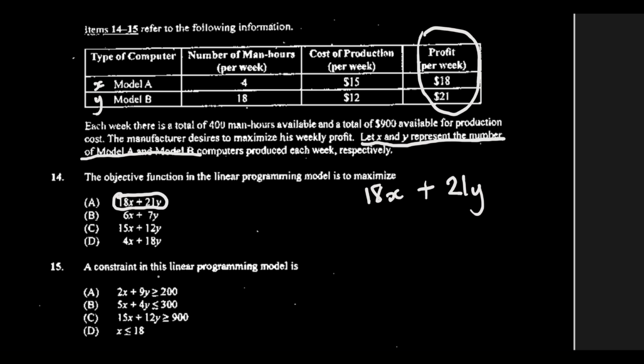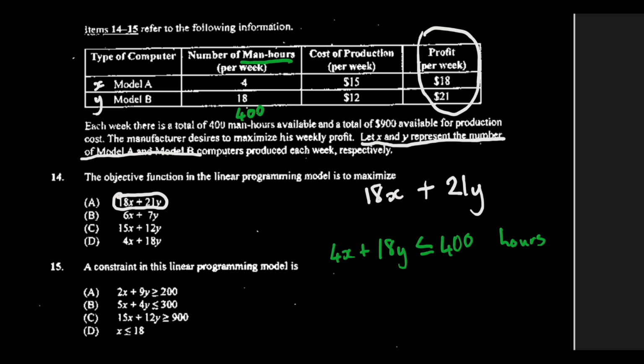This one asks for the constraint. A constraint in this linear program model is, so while we're at it, we might as well work out the constraints. So it says each week there is a total of 400 man hours. So man hours, you see here, we only have 400. Okay, remember we say this is X, this is Y. So then for this one, we have 400. So that means we have a limit. So we can't go above 400. So I can say one of the constraints would be 4X plus 18Y is less than or equal to 400. This one is in relation to hours.